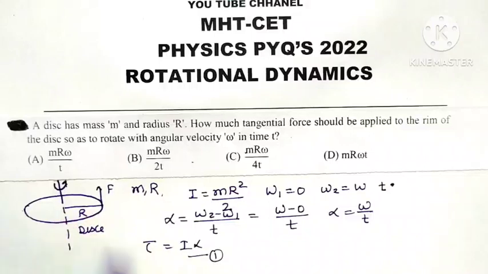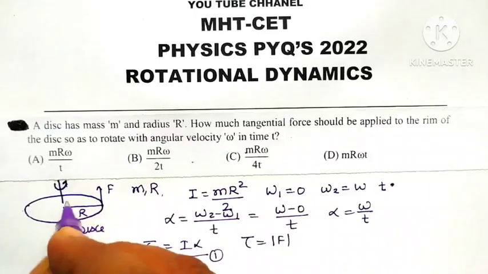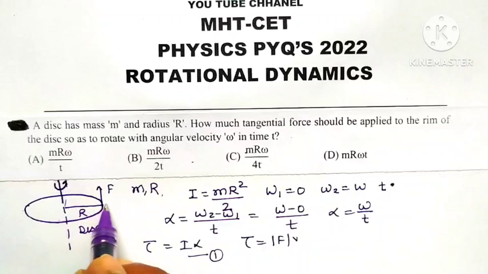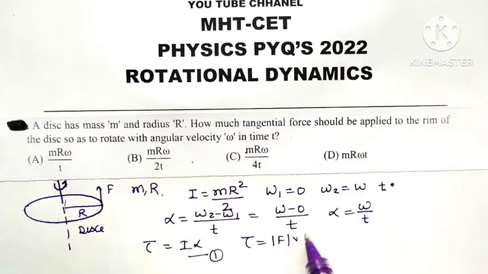Also, we know that torque is nothing but magnitude of one of the forces. So this is one of the forces, the other force will be acting here, multiplied by moment arm r, that is the perpendicular distance between the two forces, and here that is equal to the radius of the disk. So that is equal to F into R. So this is equation number 2.